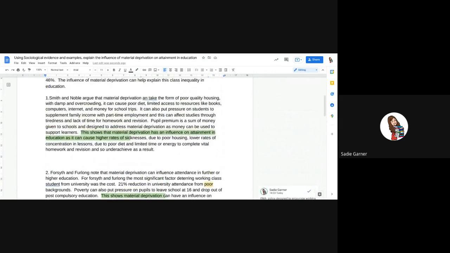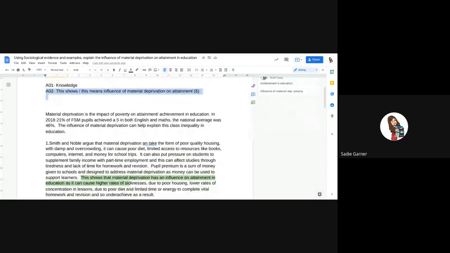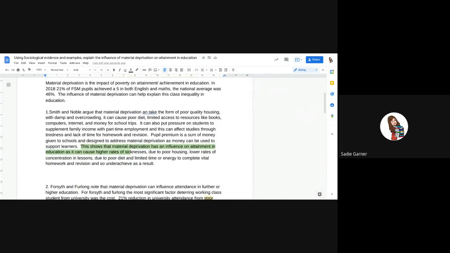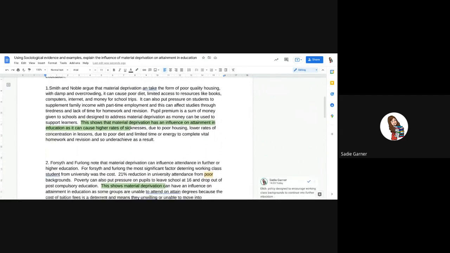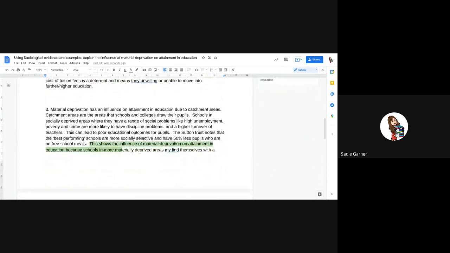So, material deprivation, 15 marker, 3 paragraphs: knowledge, so statistics, names, some explanation of their terms, and you must have this shows, which has to link back to the direct terms of the question. So in this case, the influence of material deprivation on attainment in education. Again, I've generally done this for both first and second years. So second years, be aware that you can put pupil premium in paragraph 1, and you can put some EMA in paragraph 2. There isn't really any policy for paragraph 3.